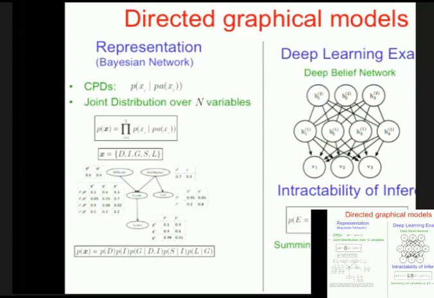Well, how are they used in deep learning? There are all these networks. There are like 100 different architectures you can come across for deep learning. And some of these use directed graphical models. And actually, some of the more recent ones, the VAEs, GANs, seem to be using only directed graphical models. This particular one is called a deep belief network.